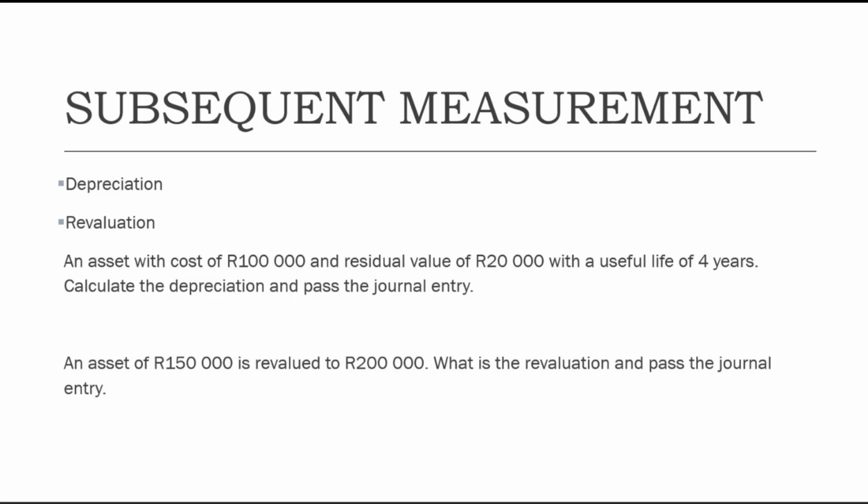The depreciation expense goes into the income statement or the statement of profit and loss, and the accumulated depreciation goes to the balance sheet or the statement of financial position. Okay, good. So that's subsequent measurement, depreciation. What about the second one? A revaluation. An asset of 150,000 rand is revalued to 200,000. What is the revaluation and pass the journal entry?